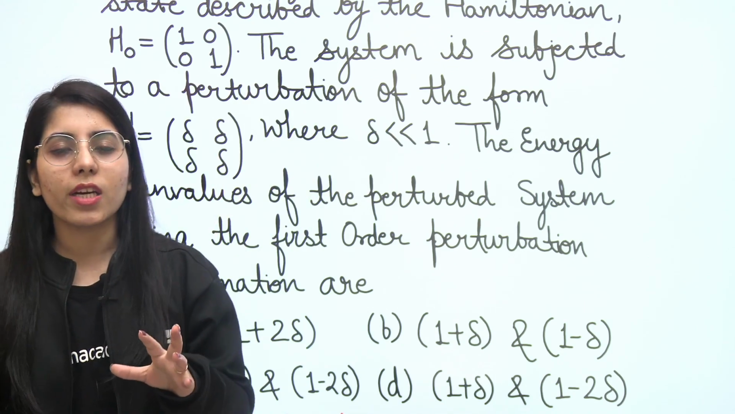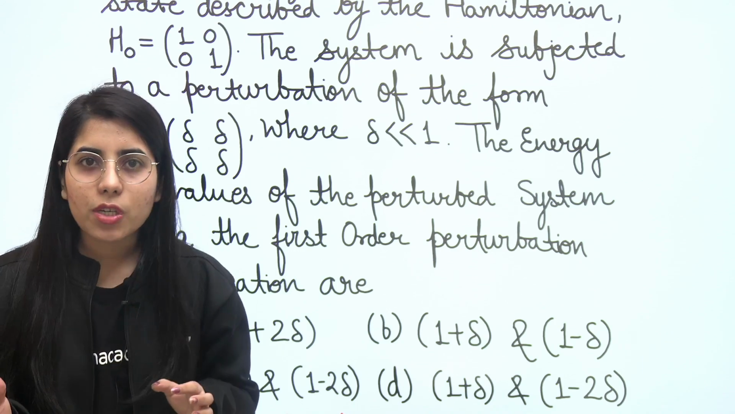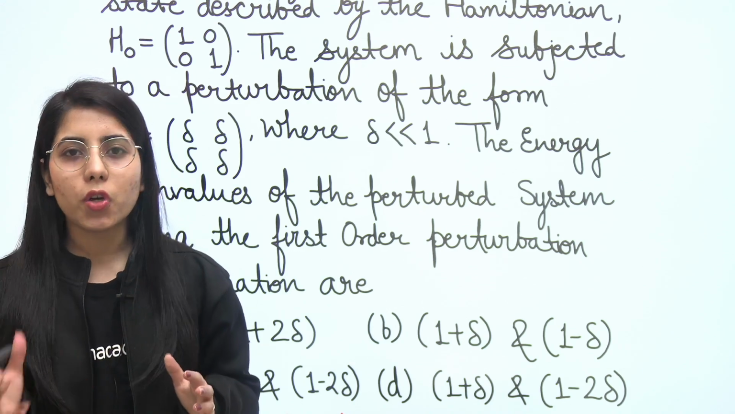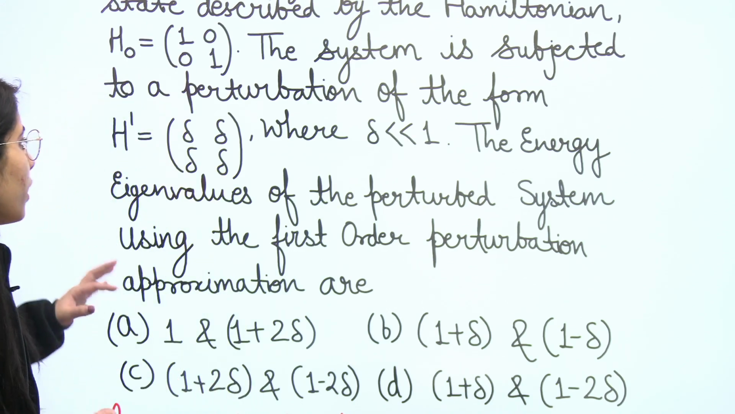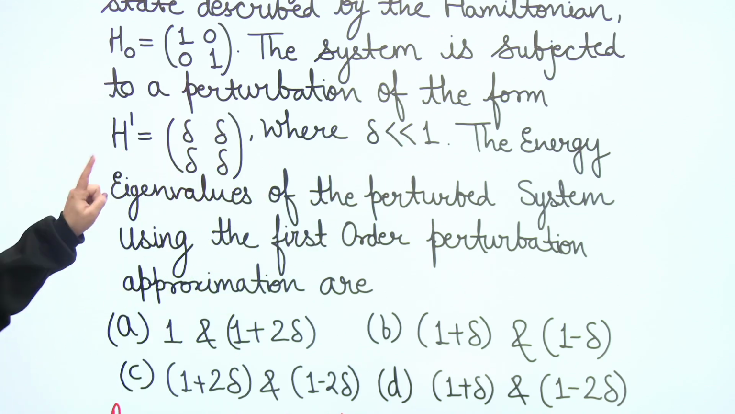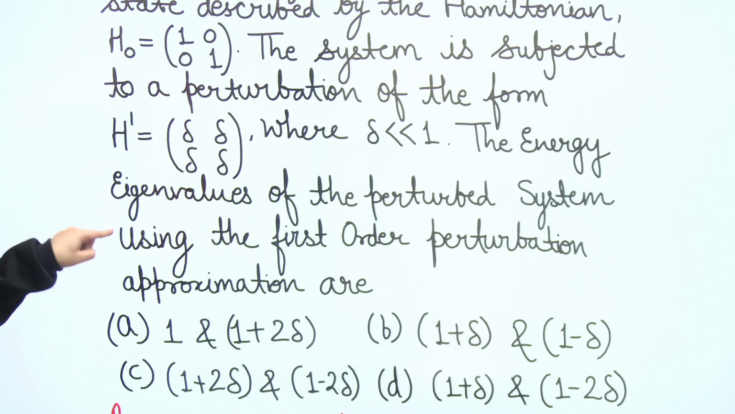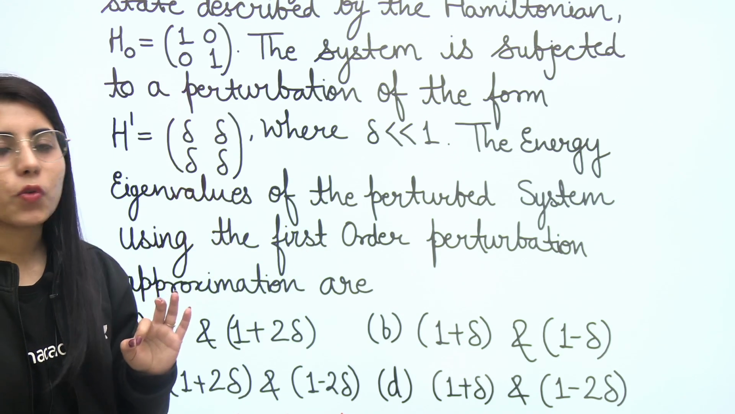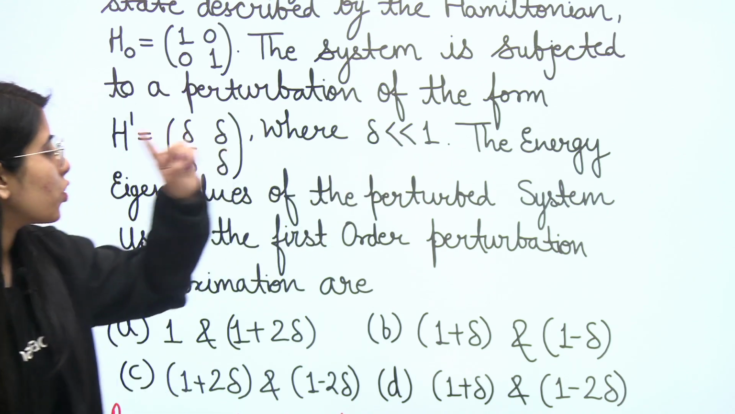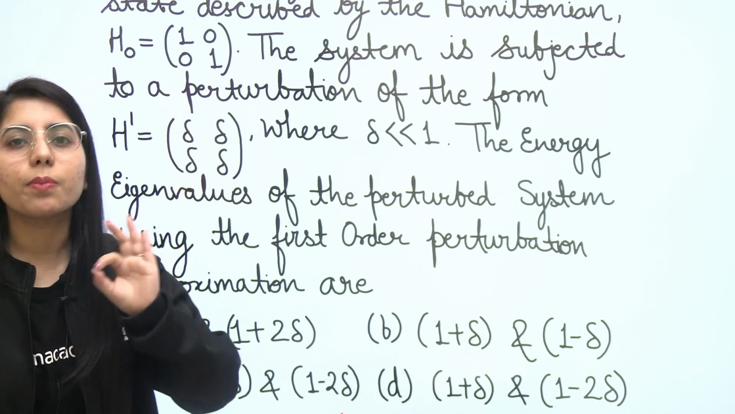Somewhere it can affect the expression and the calculation steps too, so we should focus on these little things as well. Now the next point: the energy eigenvalues of the perturbed system, using the first order perturbation approximation. So what we need to find? We need to find the energy eigenvalues of the perturbed system.